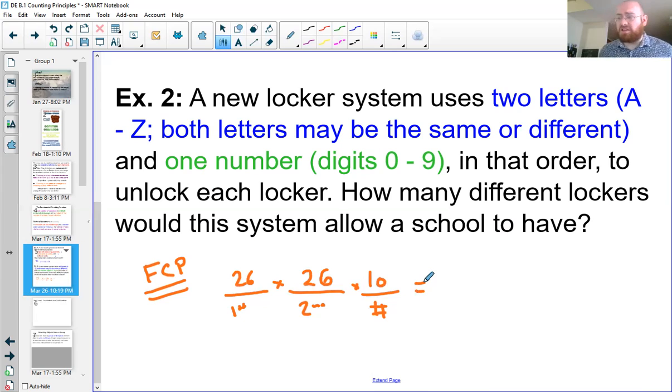So these are some big numbers. We're going to want our calculator ready. So 26 times 26 times 10 is 6,760 possible locker codes. I don't want to use the word combination because a combination lock is actually not a combination, as we will find out in our next video. So this is where we're going to pause our lesson. In the next video, we will look at permutations and combinations.